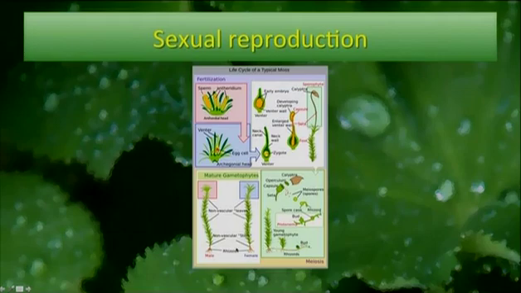And the gametophyte then continues on with this alternation of generations, where you have a diploid sporophyte generation alternating with a haploid gametophyte generation. The diploid sporophyte is the plant that bears the spores, and the haploid gametophyte is the plant that bears the gametes.